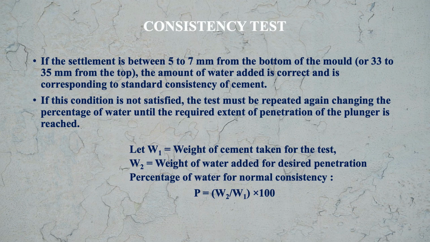Let the weight of cement taken for the test be W1, and W2 the weight of water added for the desired penetration. Then the percentage of water for normal consistency, P, can be calculated as W2 upon W1 into 100. Generally this varies from 25% to 35%. That is why we generally begin with 25% water for doing this test.